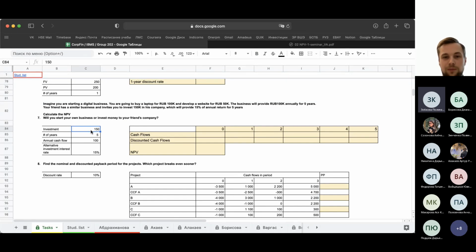So you have two investment opportunities: to start your own business or to invest in your friend's business. And can you please calculate the discounted cash flows if you start your own business, and calculate the NPV?